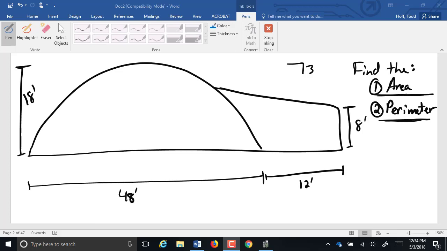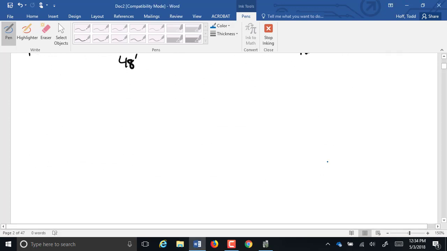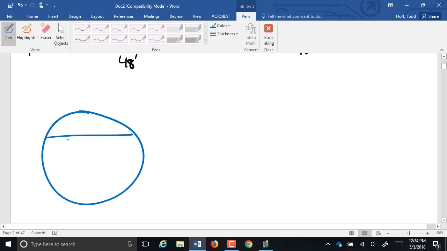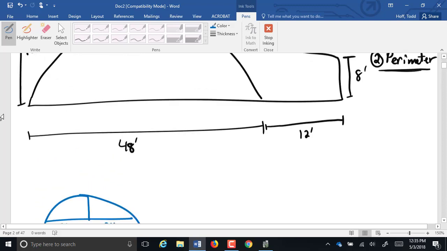Our first step is to find the radius of that circle. So what we have here, if I scroll down, is we have a chord that's 48 feet. So I'm going to cut it into 24 and 24. And this piece here is the 18.